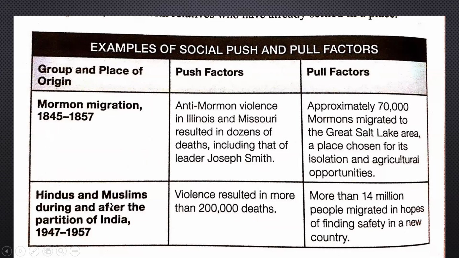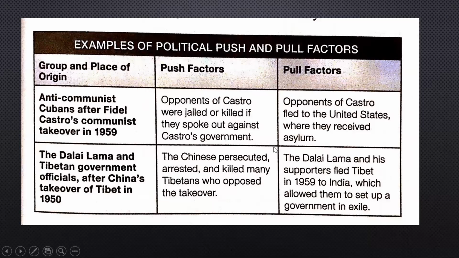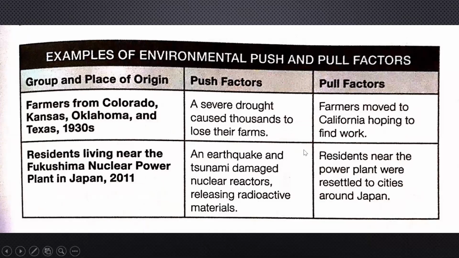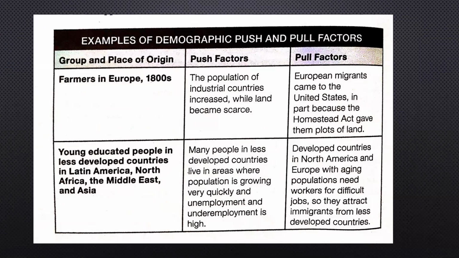You've got Mormon migration, Hindu and Muslim migration during and after the partition of India, right? Things dealing socially. Political examples here: anti-communist Cubans fleeing after Fidel Castro's communist takeover in 1959. Again, take a look at them, read through them. Environmental here, right? It's good to know some real examples. Oh, and you've got another one here too.